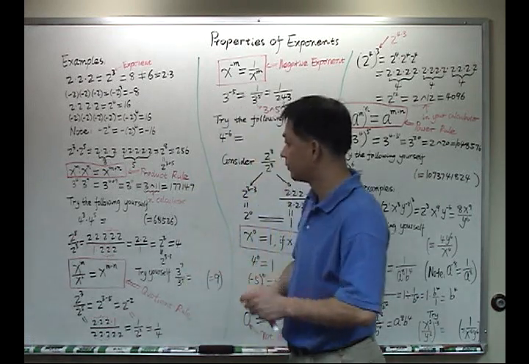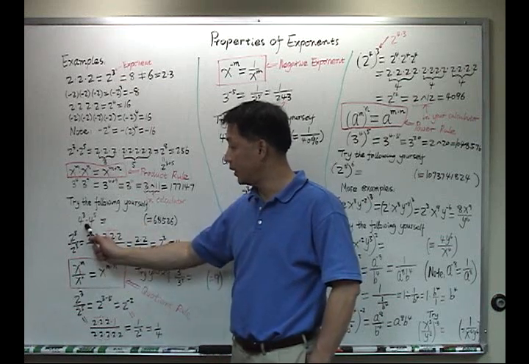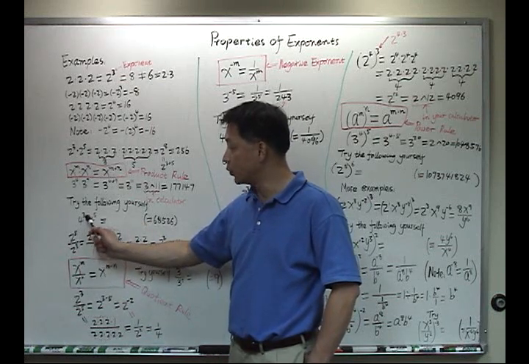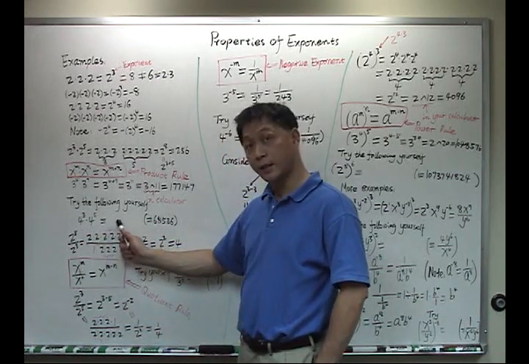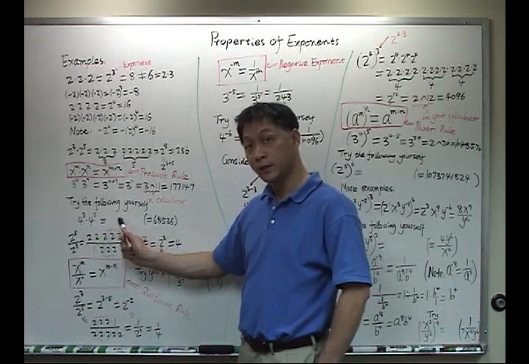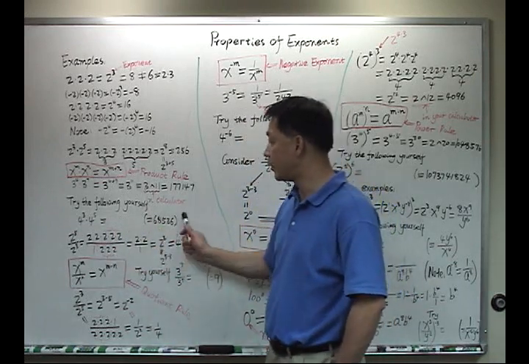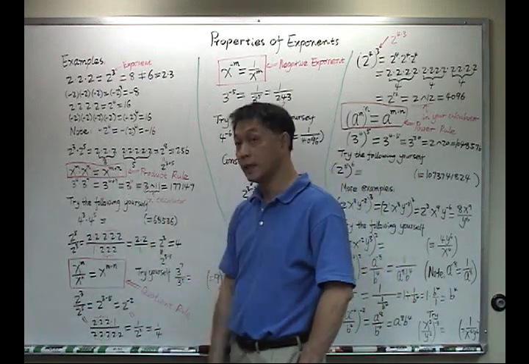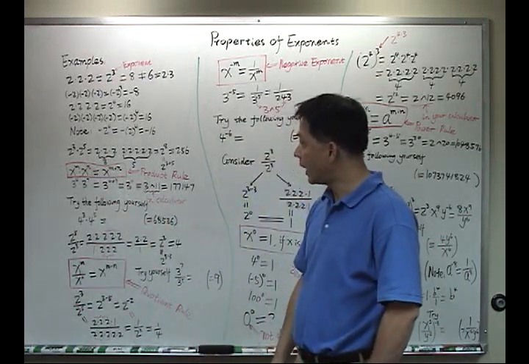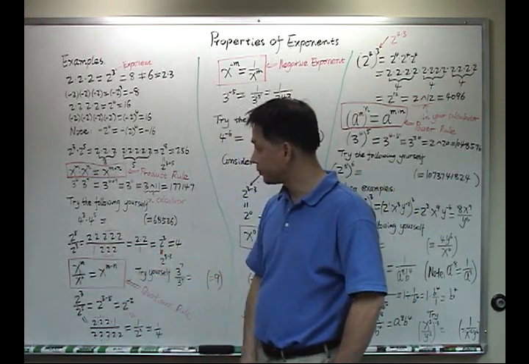Now, you may try the following yourself: 4 cubed times 4 to the 5th. What are the steps you should get? Put it here, and then this is the final answer you should have. Try this one. Okay? Now, let's look at another example.